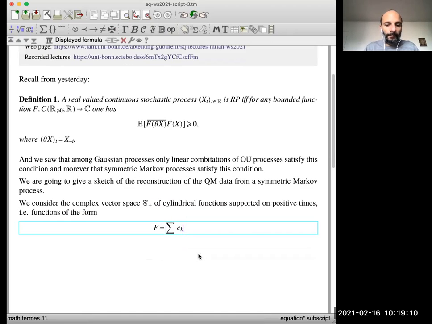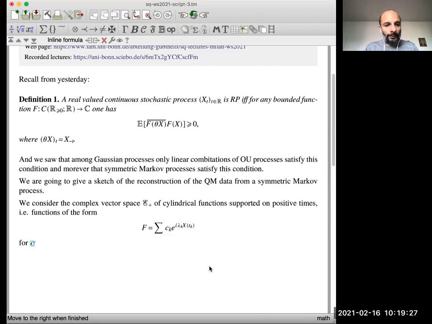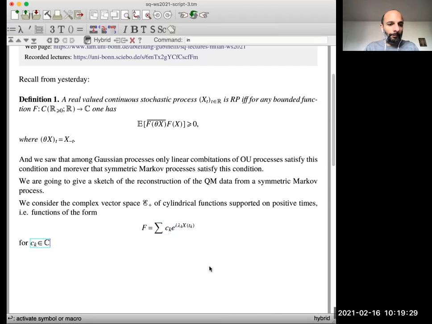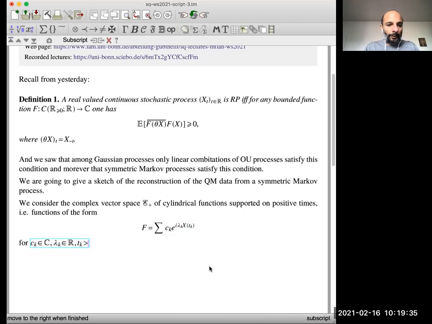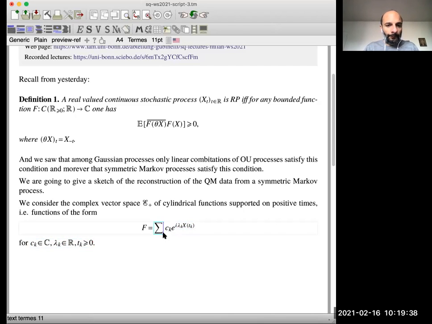These are functions made, for example, out of trigonometric polynomials. You have coefficients, and then you have the process at positive times. There are many ways to write functions of this form, with coefficients c_k in the complex numbers, lambda_k in the real numbers, and t_k in the positive numbers. You take this complex vector space and call its elements cylindrical because they evaluate very simple objects.